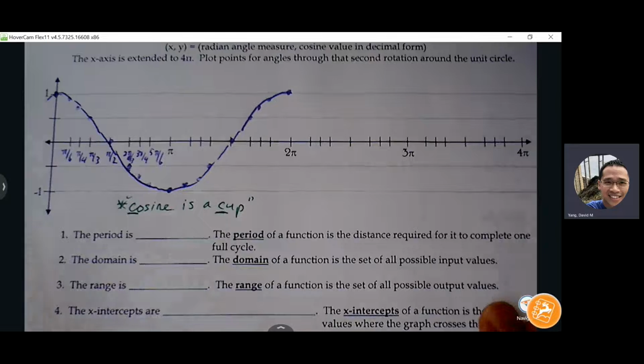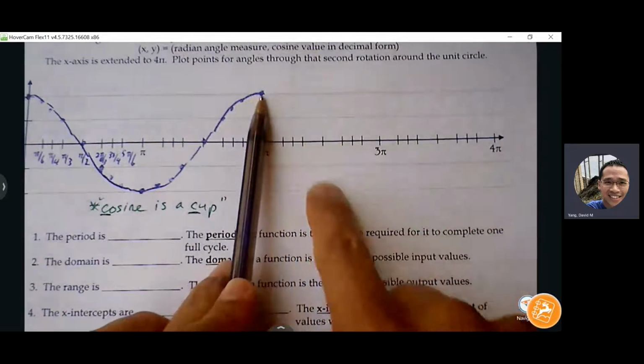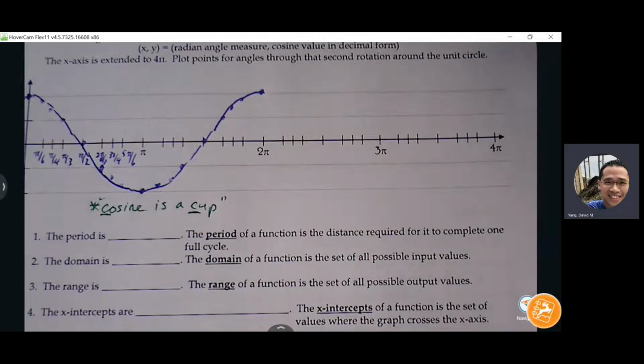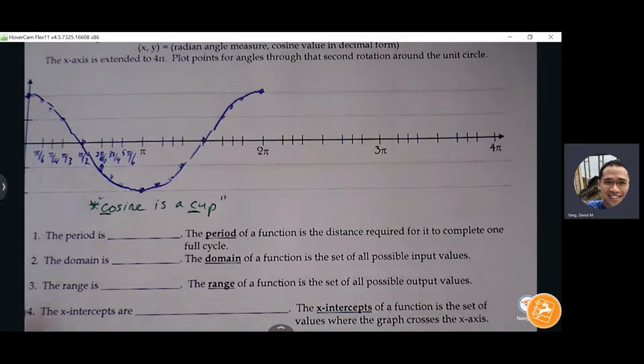Okay. And if I repeat that process, I can get that shape to show up again from 2 pi to 4 pi. So we know cosine and sine both have periods of 2 pi. A lot of information is related, but things are a little bit staggered. So our x-intercepts, our max and min values are going to be in slightly different locations.